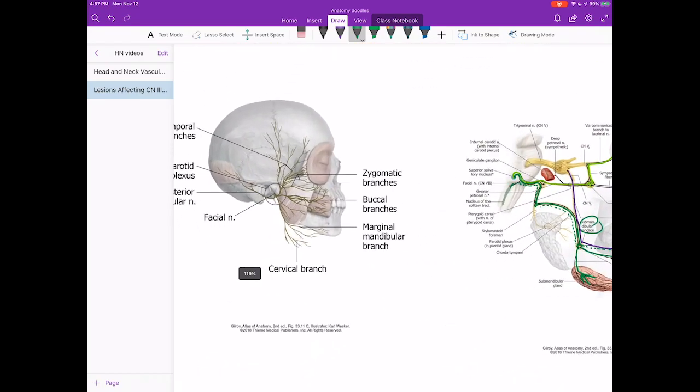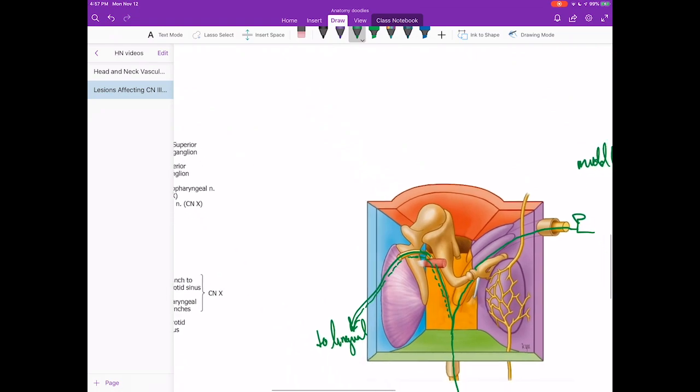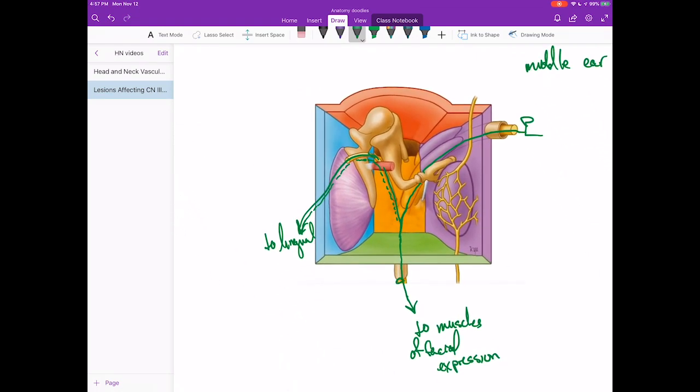Oh, speaking of which, let's talk about the motor fibers for 7. So this point right here is at the stylomastoid foramen, which is the same point right here through the stylomastoid foramen.